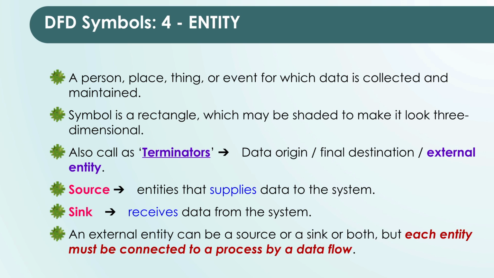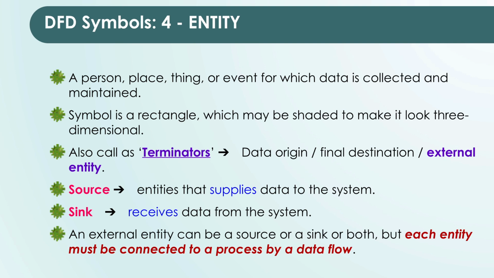An entity is also called a terminator. It means the data origin or the final destination. It is called a terminator because it is where the data comes from, and it is also where the data or the information goes to. So it is called a terminator, or data origin, or final destination, or also the external entity.